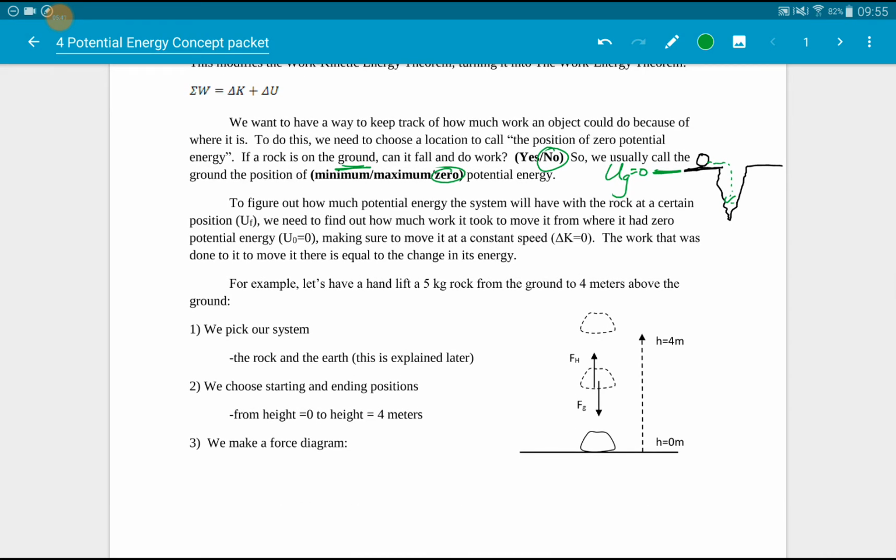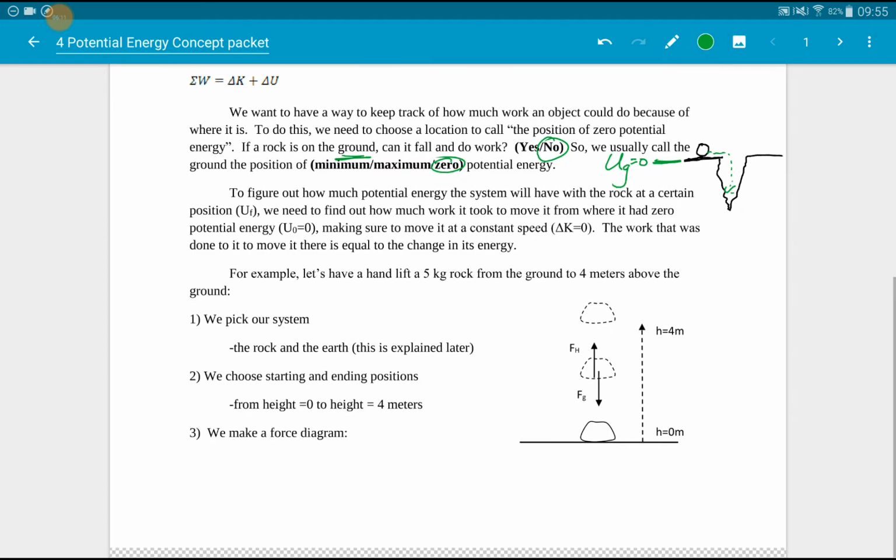Okay, moving on. To figure out how much potential energy the system will have with the rock at a certain position, the potential energy at the end, the F for final there, we need to figure out how much work it took to move it from where it had 0 gravitational potential energy on the ground, making sure to move it at a constant speed so the kinetic energy is not changing. The work that was done to move it there is equal to the change in its kinetic energy.